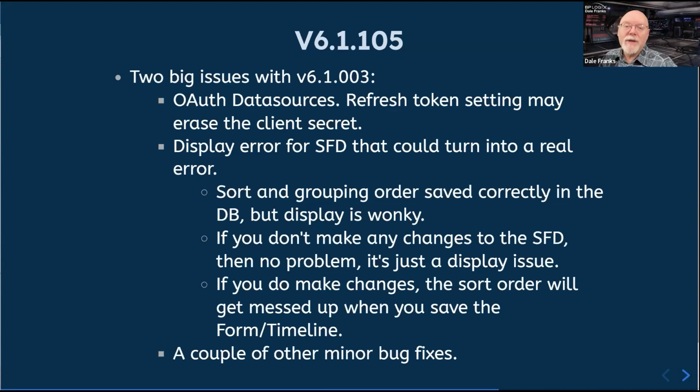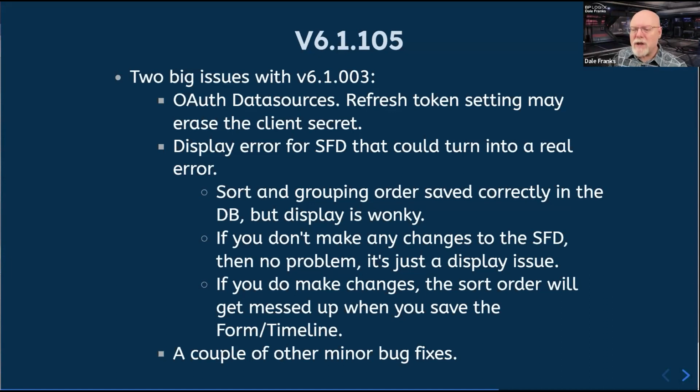6.1.105. It's going to have two big fixes that are important. Turns out that with OAuth data sources, if you set the setting to refresh the token every time you connect, there was an issue that could cause the client secret to be erased when you refreshed the token. That was the one thing you didn't want to refresh, and it refreshed. So it only shows up if you have that refresh token setting set. But if you do, it may just kill your client secret. So that needed to be fixed.